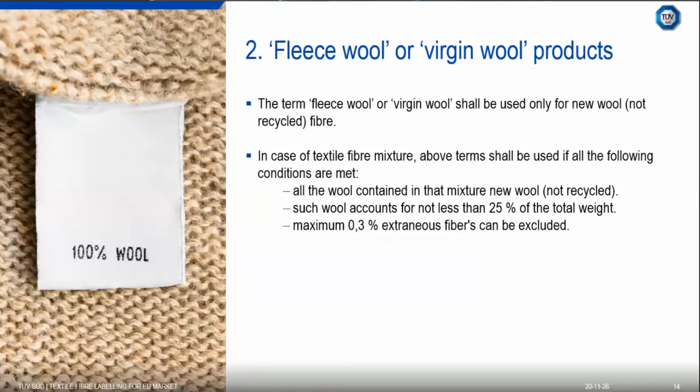Now, if such wools are in a fiber mixture or blended product, and we want to claim fleece wool or virgin wool, then the product should contain only new wool fibers, and also the minimum content of the wool fiber has to be 25%. It cannot be less than 25% new wool. And a maximum of 0.3% contamination by extraneous fibers is permitted.